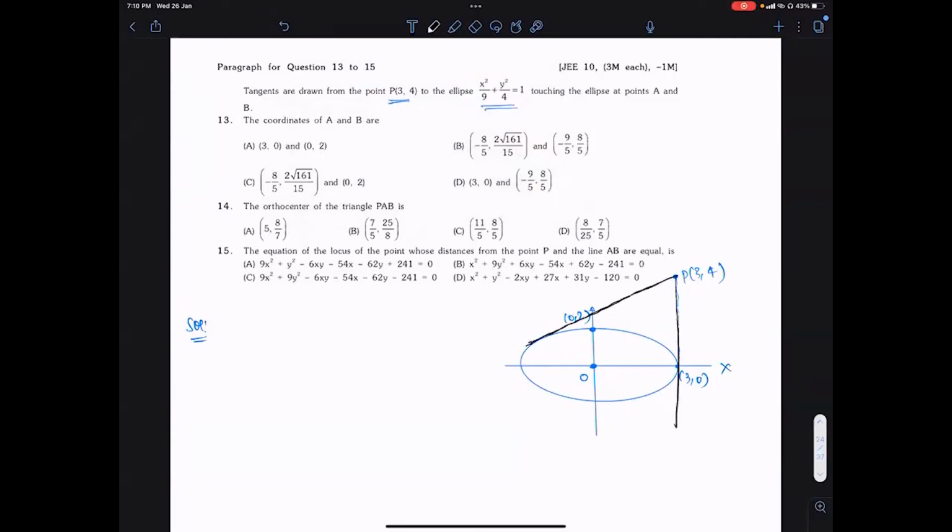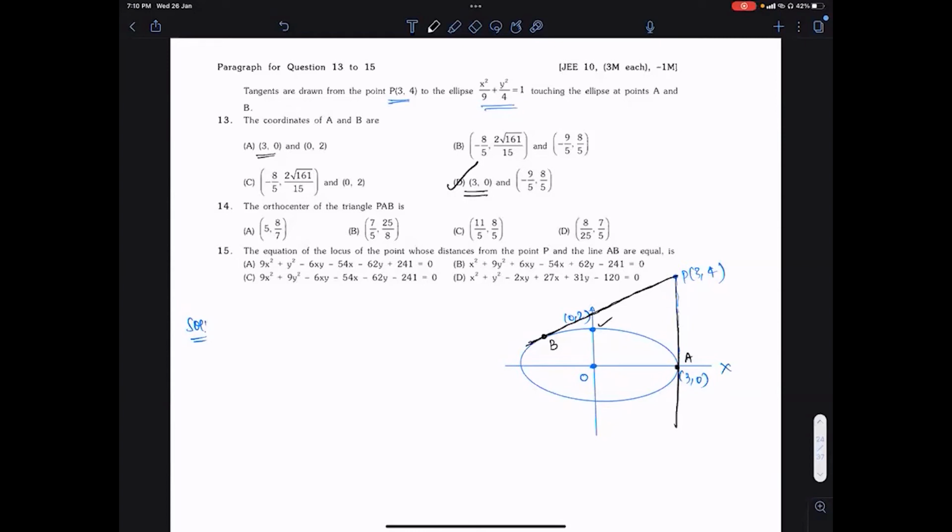Now what do we need? Touching the ellipse at points A and B. So let's say one touching point is A, clear. Another touching point we don't know. Let's say it is B. Then the coordinates of A and B are. A coordinates are (3, 0). That is clear. So I think the answer should be either D or A. One of them. Obviously from the figure, A is not the touching point because (0, 2) is here. So I think D we can conclude as the correct answer. But let us find out B, how it is (-9/5, 8/5). Simple.